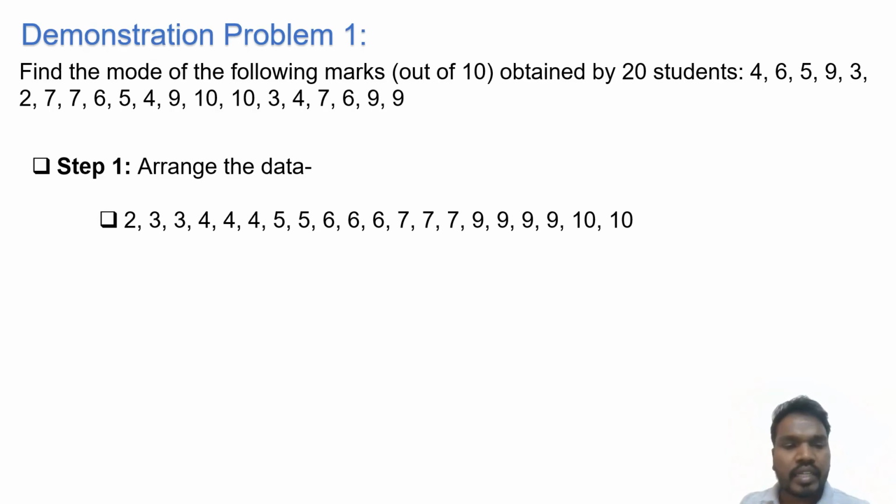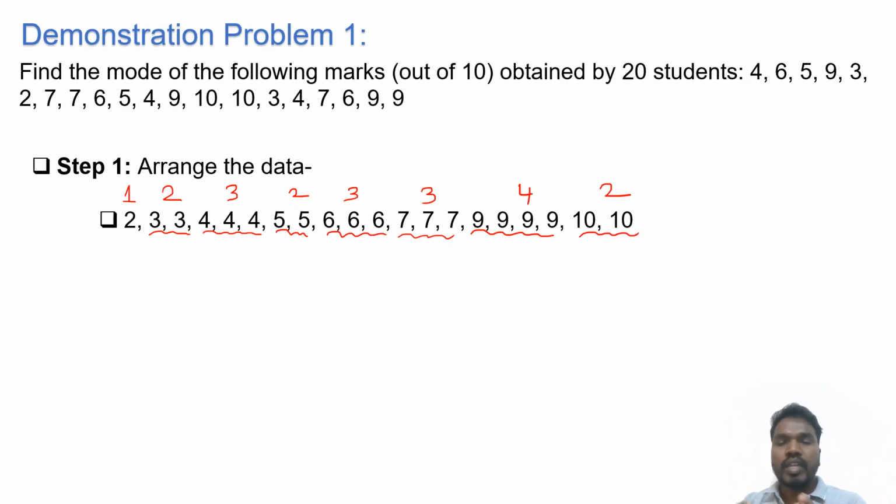After writing the data in ascending order, you just count each observation's frequency. So here the data point 2 appeared only once, and the data point 3 appeared twice, and the frequency of 4 is 3, and frequency of 5 is 2, and similarly for 6 it is 3, and for 7 it is 3, and for 9 the frequency is 4, and for 10 the frequency is 2. Now you tell me which observation is repeated the most number of times.